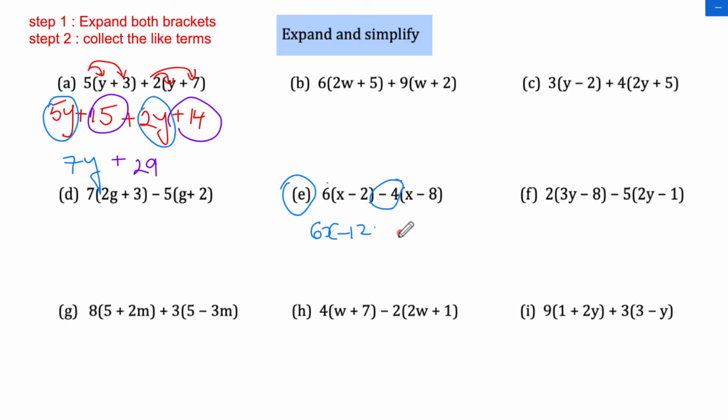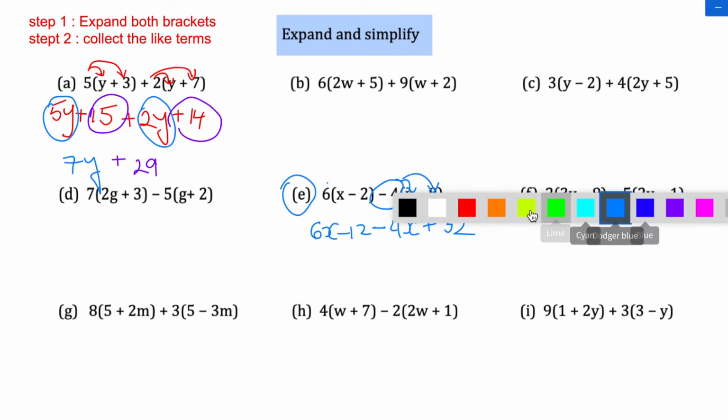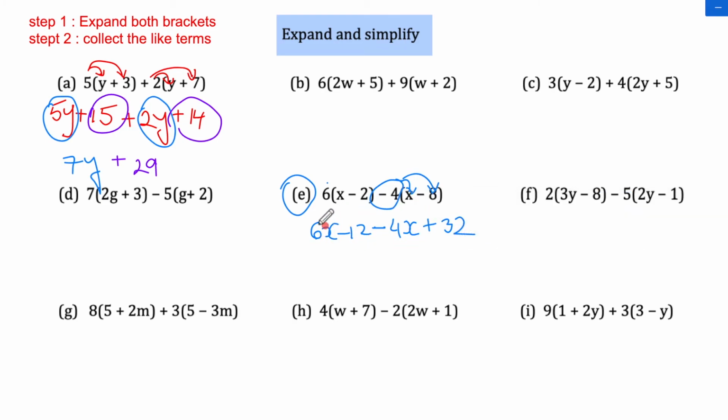So a negative 4 times x is a negative 4x. Then a negative 4 times a negative 8 is going to be a positive 32 because a negative with a negative, when you multiply them together, they give you a positive. Okay, and I'm going to circle the like terms. Oh, I just wanted to leave the sign so you can see it.